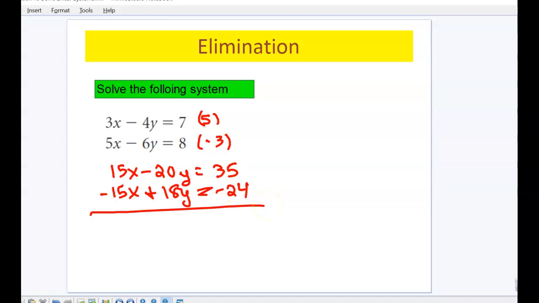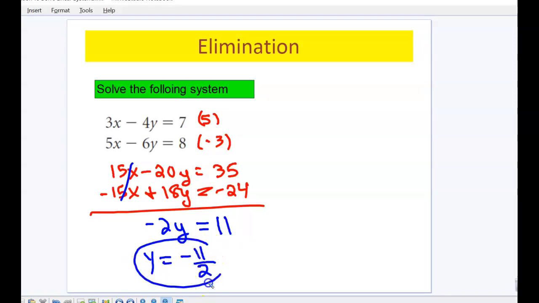Now if I add these up, you'll see that the x's eliminate, and I'll be left with negative 2y is equal to 35 take away 24, which is going to be 11. Now, if I divide both sides by -2, I get my y coordinate to be negative 11 over 2.